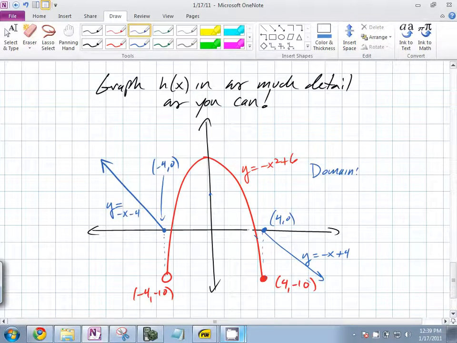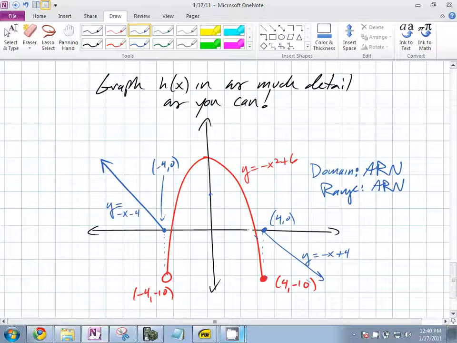There is none. So what's the domain of this function? All real numbers. What's the range of this function? What's the smallest y value, kids? What's the largest y value? Does it skip over any? No. So what's the range? All real numbers. Doesn't skip anything. It covers the entire x-axis, covers the entire y-axis. Every y value is represented and every x value is represented. Cool? Yeah?